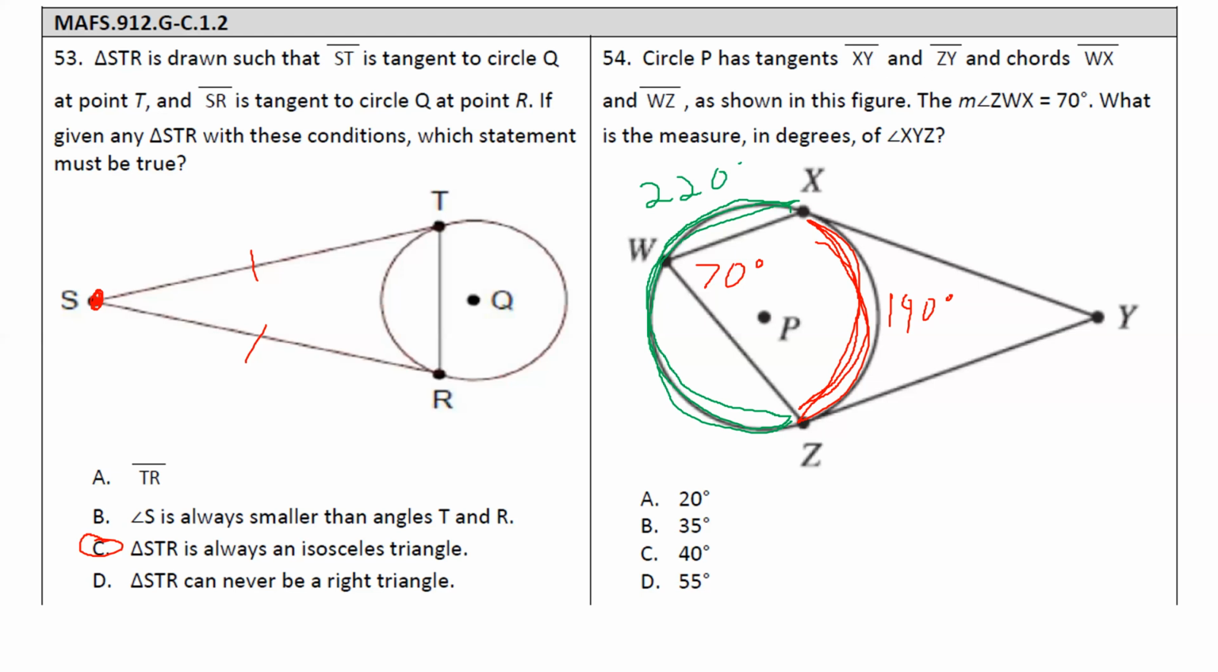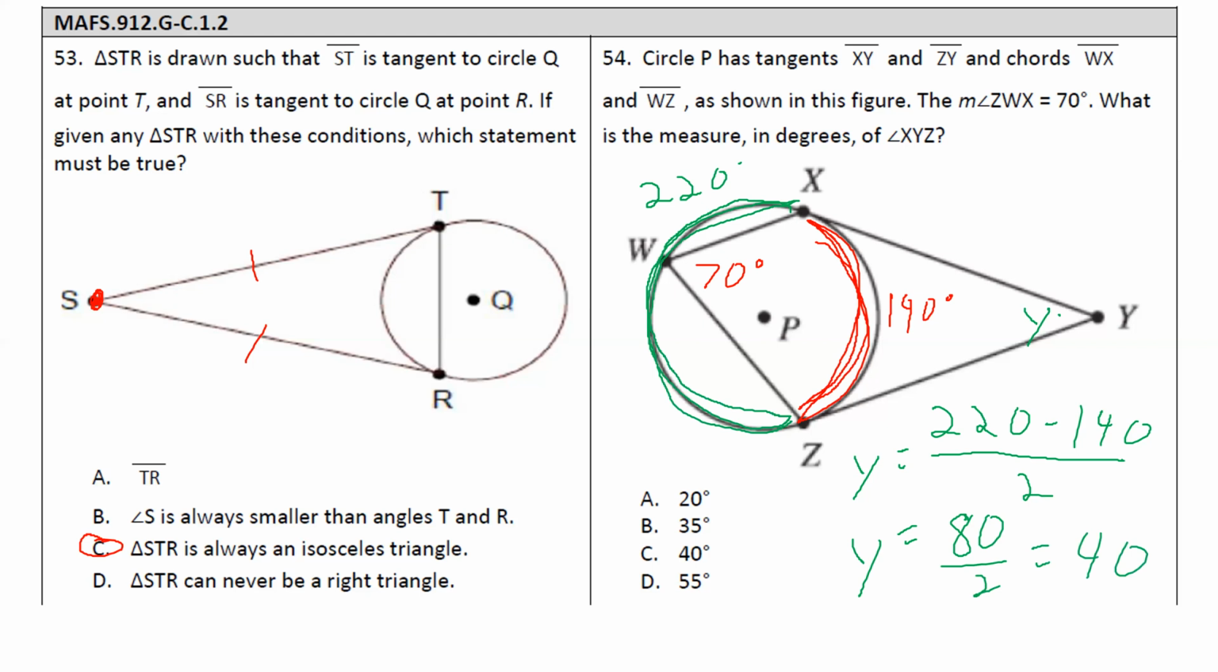And then we want to solve for y over here. So I'm just going to call this y. That's the measure that we're looking for. So y is going to be equal to the big arc minus the little arc divided by 2. That was our equation. Anytime we had an angle on the outside of the circle, it was big arc minus little arc divided by 2. If it was inside the circle, then it was the two arcs added together divided by 2. So on here we got 80 divided by 2, which is 40. So that's C.